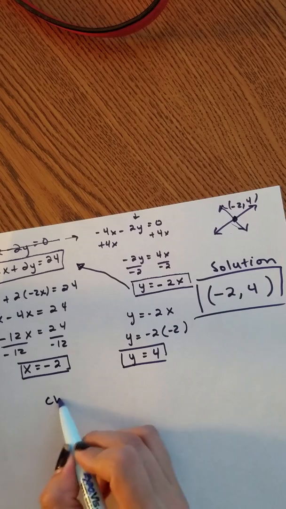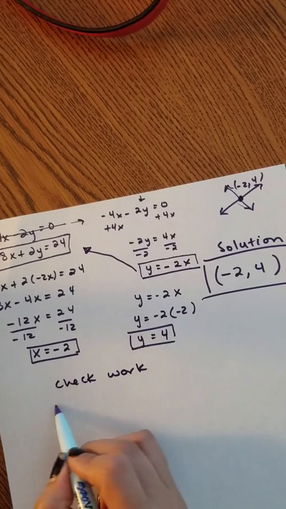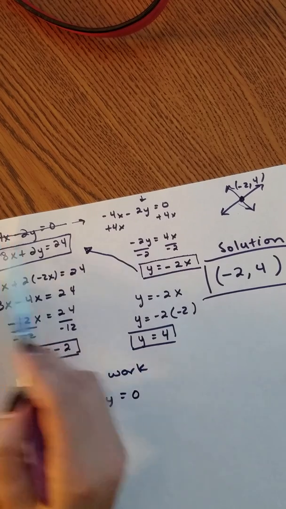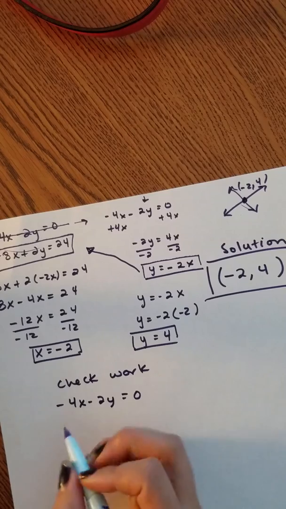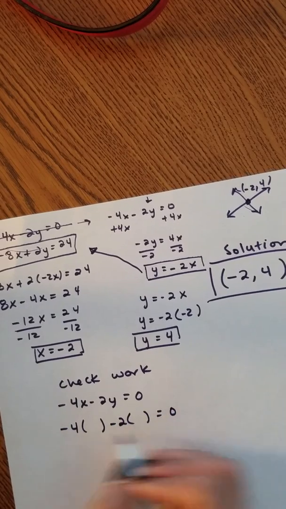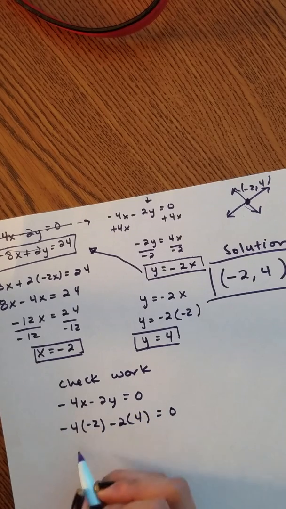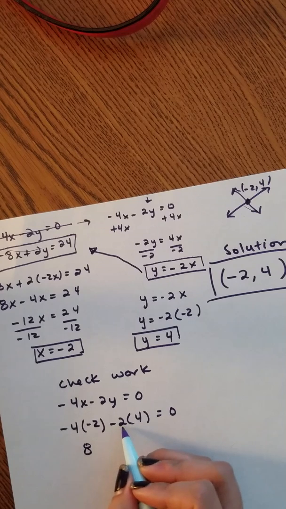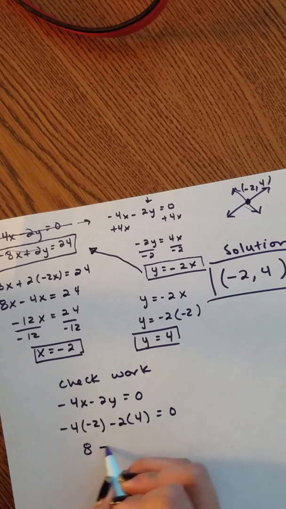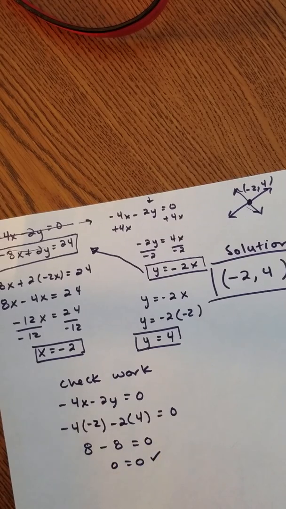Last thing you want to do is check your work. So I'm going to start with negative 4x minus 2y is equal to 0. That's this equation here. And I'm going to plug in my values. Negative 4 times x minus 2 times y is equal to 0. Negative 2 and 4. Negative 4 times negative 2 is positive 8. Negative 2 times positive 4 is negative 8. 8 minus 8 is 0, so that's a true statement.